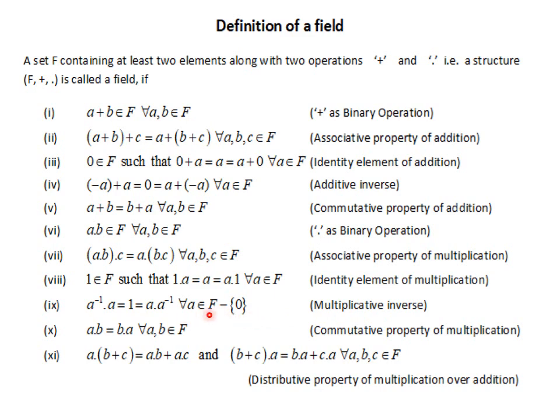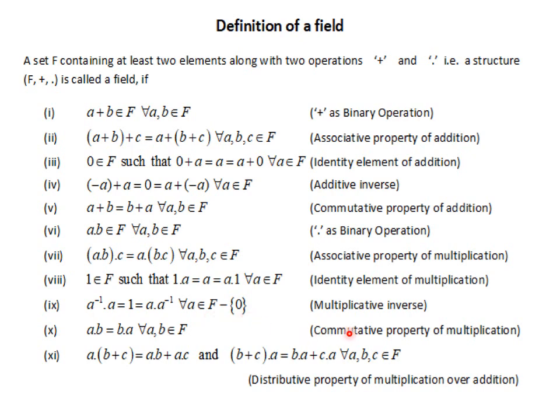It is to be mentioned clearly, and you have to understand clearly, that this property is for all elements of the set F minus 0. Means except 0, all elements of F are included in this property. Why is 0 not included? Because a inverse for 0 would become 1 upon 0, that is infinite, which can't be an element of any set. That's why here it is mentioned for the set F minus 0 only.